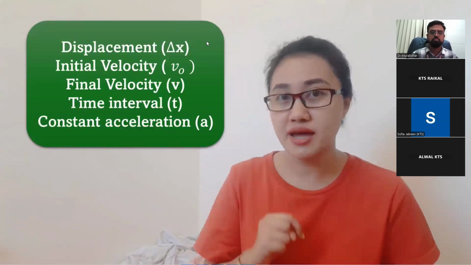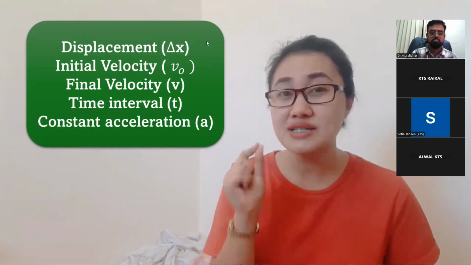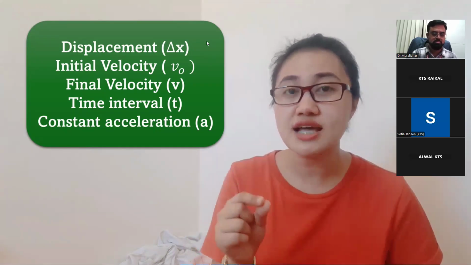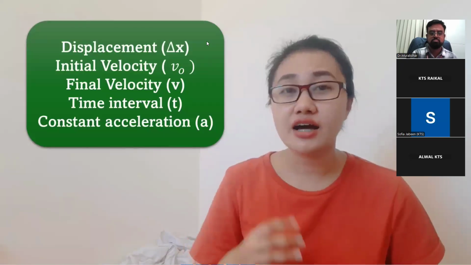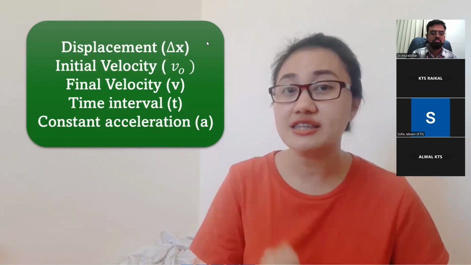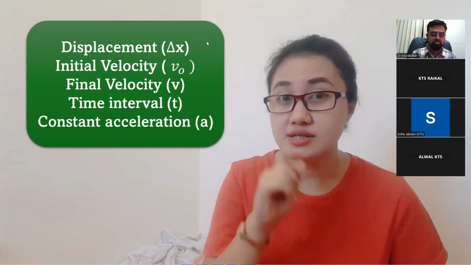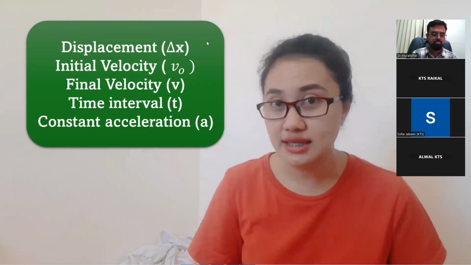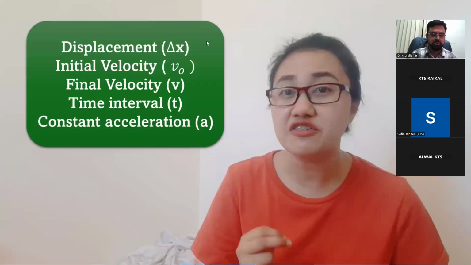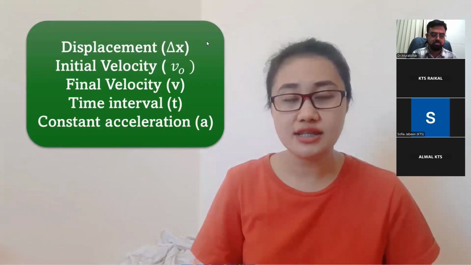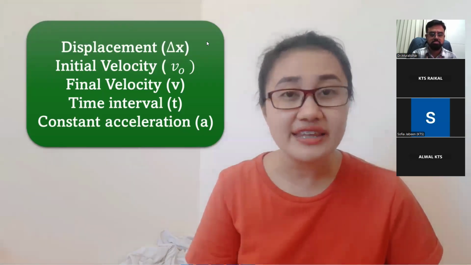The first one is the displacement. Pag may nakita kayo nung parang triangle na may x, di ba, if you read it, change in x, that x denotes the displacement. So, again, displacement is denoted by that triangle x, or change in x. While that v sub 0, yung v tapos merong subscript na 0, that is the initial velocity. And di ba, nung nakaraan naman natin mga discussion, pag sinabi natin v sub 0, that's initial velocity. The third one is the final velocity. So, ang final velocity is denoted by letter v.